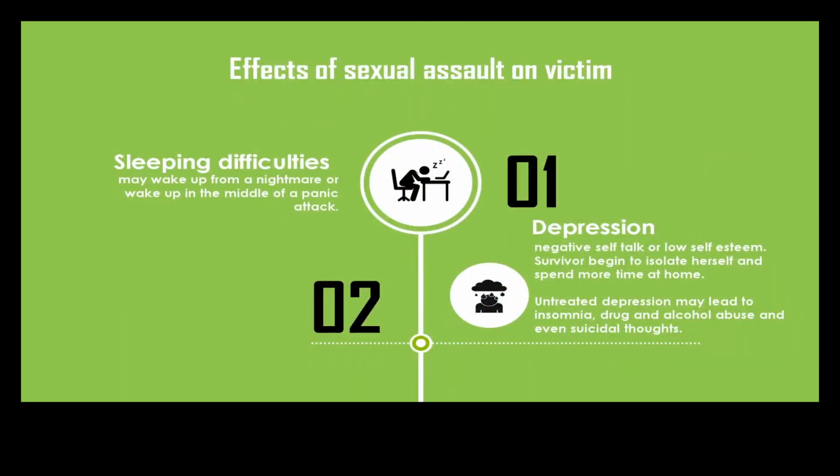The next topic is about the effects of sexual assault on victims. The most common effect is sleeping difficulties, which means that the victims may wake up frequently from a nightmare, and a long-term condition like this will cause some mental problems among victims. Secondly, sexual assault will also cause depression, including some symptoms such as negative self-talk or low self-esteem. And untreated depression may also lead to insomnia, drug and alcohol abuse, and even suicidal thoughts among victims in order to escape from their horrible memories.